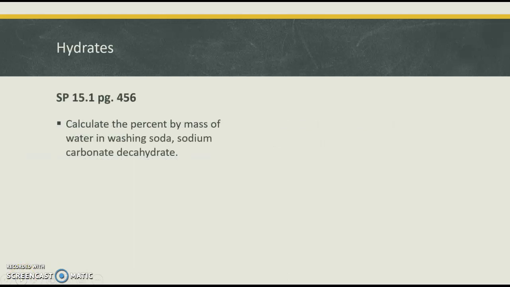Here's our first example. We're going to calculate the percent by mass of water in washing soda, something very similar to baking soda. The chemical name is sodium carbonate decahydrate. We can use our knowledge of ionic naming to identify the molecular formula of this molecule. Pause the video and do that.